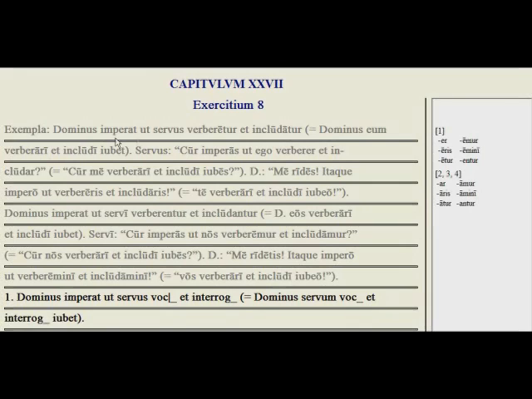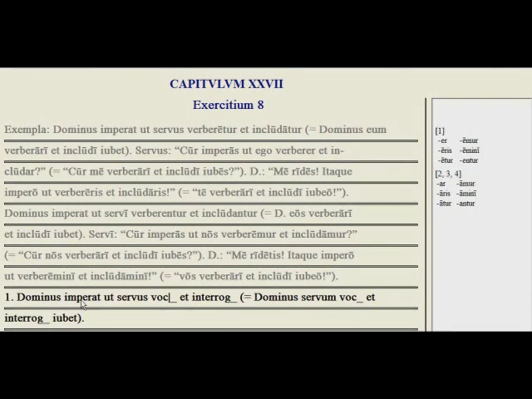So the examples: the master orders that his slave be beaten and locked up. The master orders that he be beaten and locked up. The slave says, why are you ordering that I be beaten and locked up? Literally, I mean in the first person, why are you ordering that I be beaten and locked up? So notice, when you are using imperat, it takes the ut command form, ut plus subjunctive. When you have iubet, we get the accusative plus infinitive construction. So read through the rest of that example, and let's try the practice.